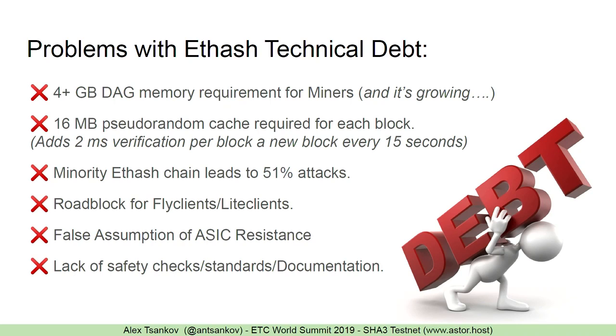The fact that it's a roadblock for Fly clients and Light clients, this 16 megabyte pseudo-random cache just causes tons of problems. And then there's also the fact that it's built on the false assumption of ASIC resistance, which may have been true in the past, but is no longer true with Ethash. There are ASICs for them, and it's actually not very widely available. We don't know how many companies have them. It's one of those things where if you're in the know, maybe you have access. If you're not in the know, then good luck trying to build one.